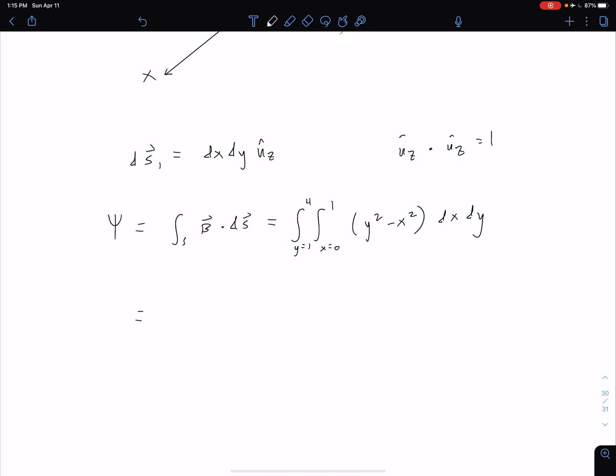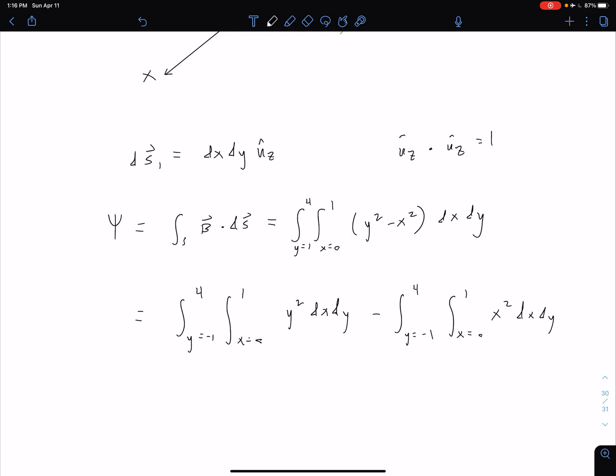So what we would do is, of course, just split this into two integrals. So we have our integral from y equals 1 to 4, integral from x equals 0 to 1 of y squared dx dy, minus the integral from y equals -1. Sorry, this should be a -1 over here in our first double integral, to 4, and x equals 0 to 1 of x squared dx dy.